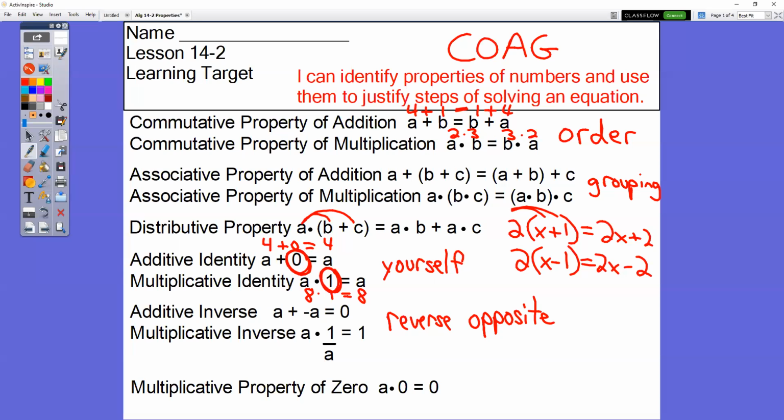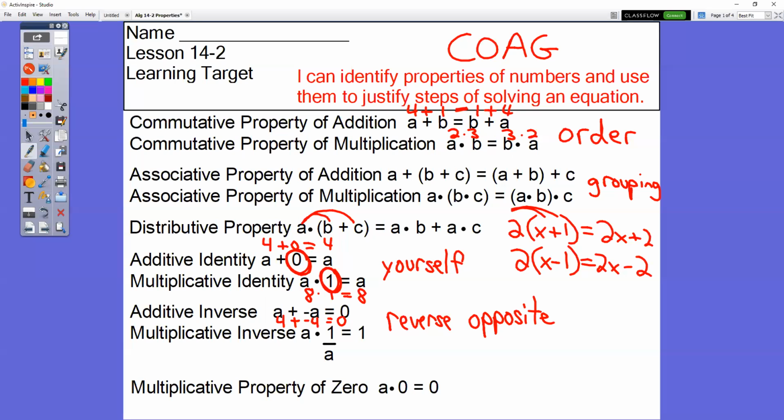So if we start off with A, let's say A is 4. If we take the opposite of 4 and add it, what are we going to get? Well, 4 plus -4 gives you 0. So we're adding opposites. Whenever you add the opposite to a number, you will get 0.